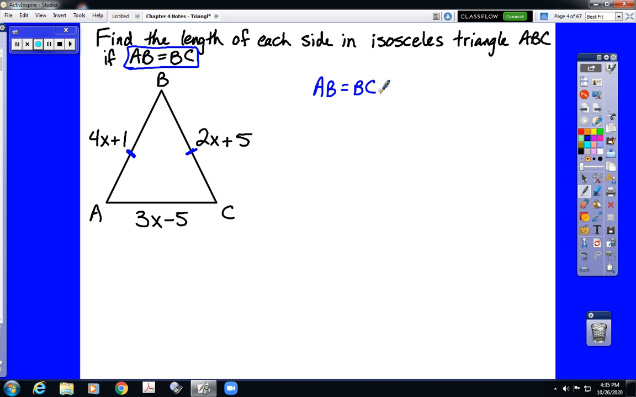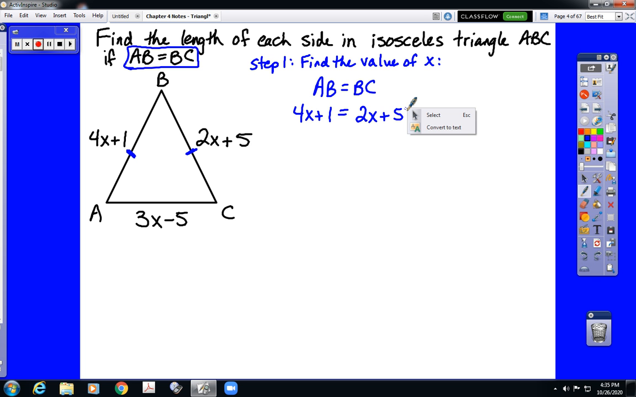Now, in order to solve this problem, we cannot find the side lengths of this triangle without knowing the value of x. So this is really a two-step problem. Step one, we need to set up and solve an equation to find the value of x, which we do based on the two sides that we were told were equal, AB and BC. Well, in terms of x, AB is 4x plus 1 units, and BC is 2x plus 5 units. If those are equal, then 4x plus 1 equals 2x plus 5.